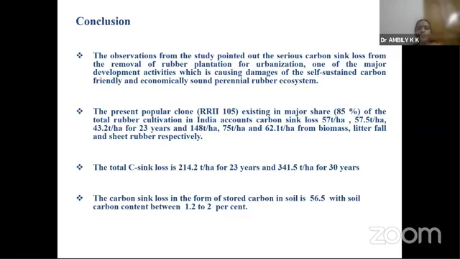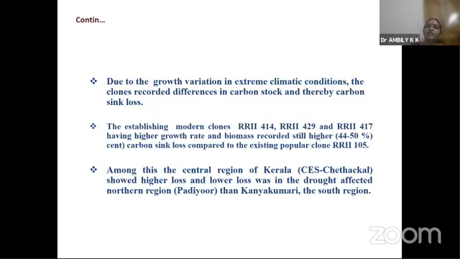The total carbon sink loss is 214.2 ton per hectare for 23 years and 341.5 ton per hectare for 30 years. The carbon sink loss in the form of stored carbon in soil is 56.5, with soil carbon content between 1.2 to 2%. Due to the growth variation in extreme climatic conditions, the clones recorded differences in carbon stock and thereby carbon sink loss. The modern clones RRII 414, 429 and 417, having higher growth rate and biomass, recorded still higher, that is 44 to 50% carbon sink loss compared to the existing popular clone RRII 105.